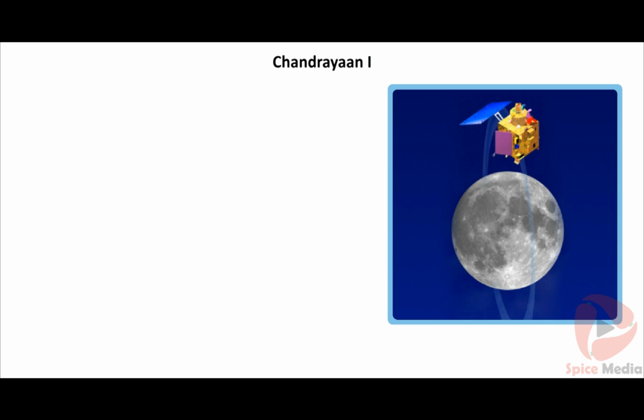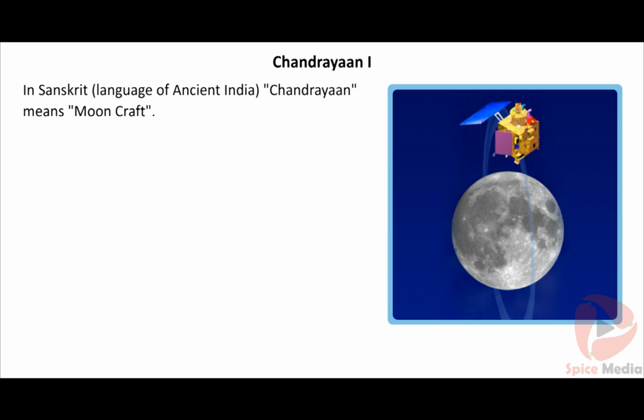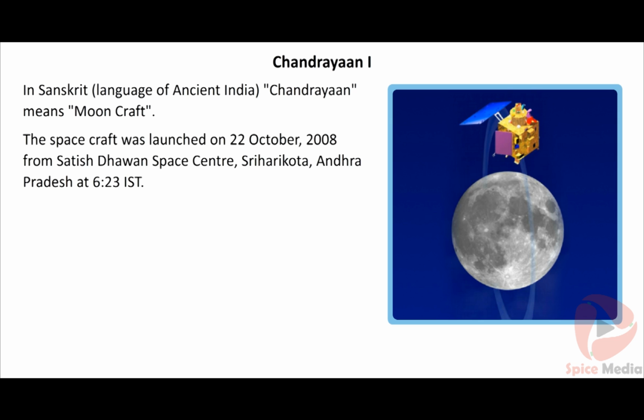Chandrayaan is also known as moon vehicle. In Sanskrit, the language of ancient India, Chandrayaan means moon craft. This is the first mission to the moon by India's national space agency, the Indian Space Research Organisation. The spacecraft was launched on 22nd October 2008 from Satish Dhawan Space Center, Sriharikota, Andhra Pradesh at 6:23 IST. The vehicle was successfully inserted into the lunar orbit on November 8, 2008.